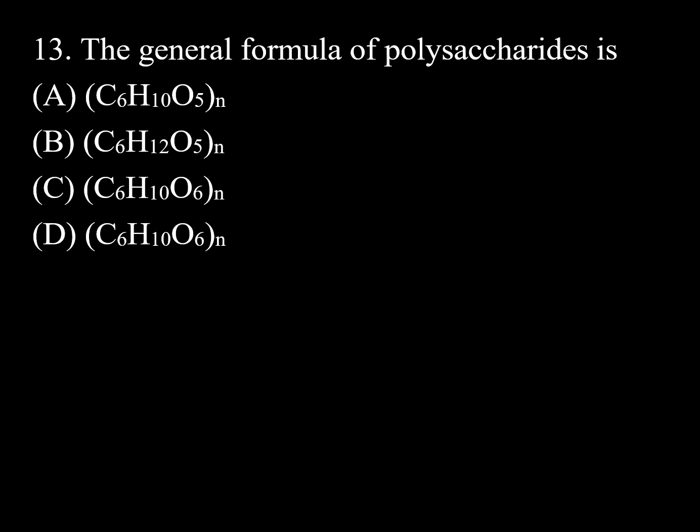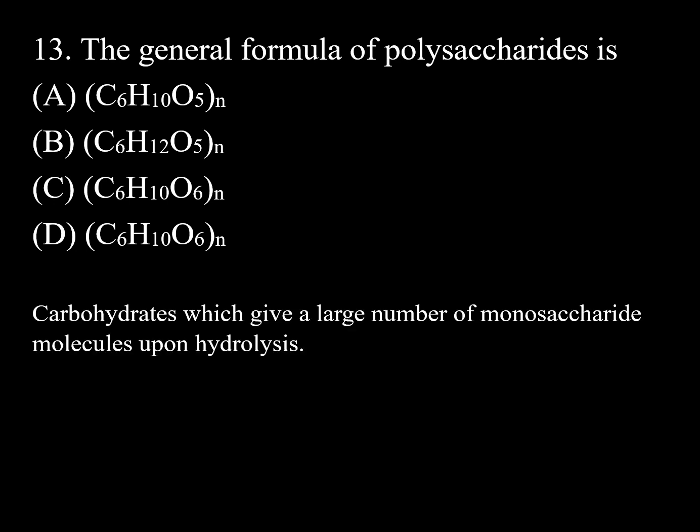Question number 13. The general formula of polysaccharides is: A, C6H10O5 whole N; B, C6H12O5 whole N. There are also options C and D, but the right option is option A, which is C6H10O5 whole N.